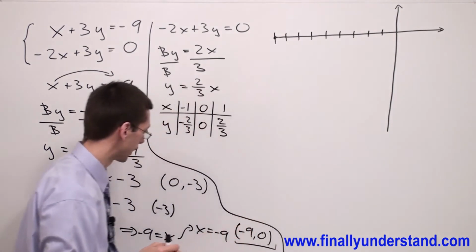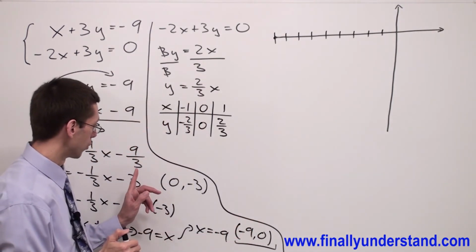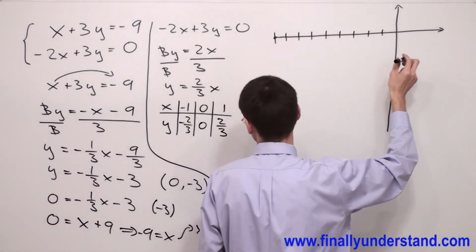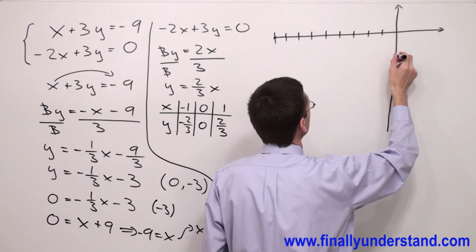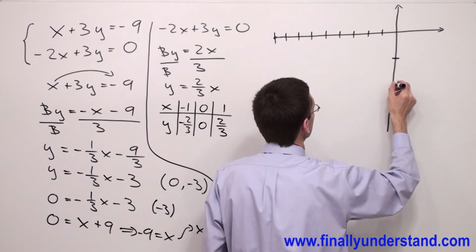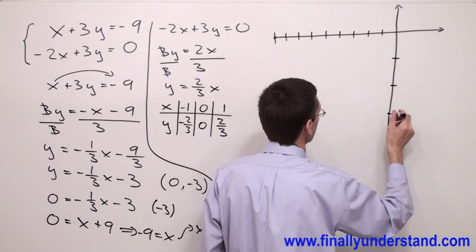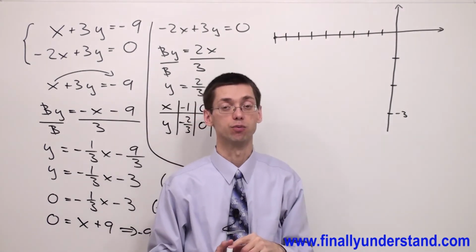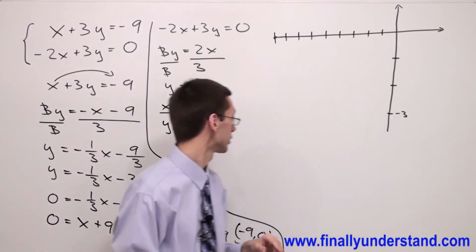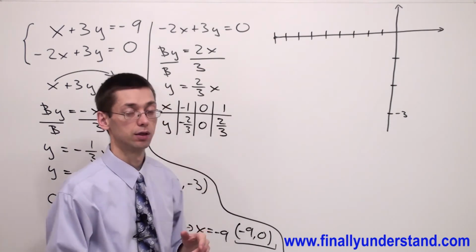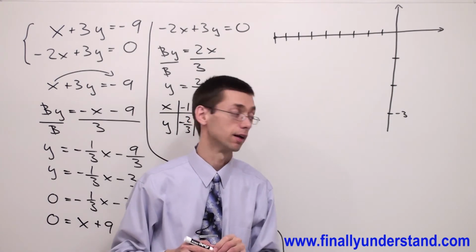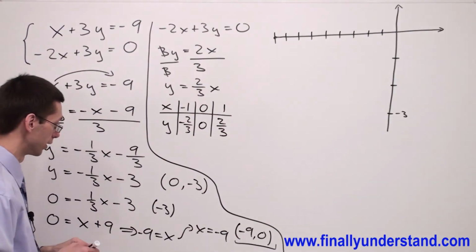Next, I'm supposed to find the y-intercept. I have 0, -3. I'm going to make this a little bit bigger. 1, 2, 3. I have -3 over here. Someone can ask, why did you make the units on the y-axis bigger? I made them bigger because I'm going to deal with fractions when I'm going to draw the second line. So this is why.